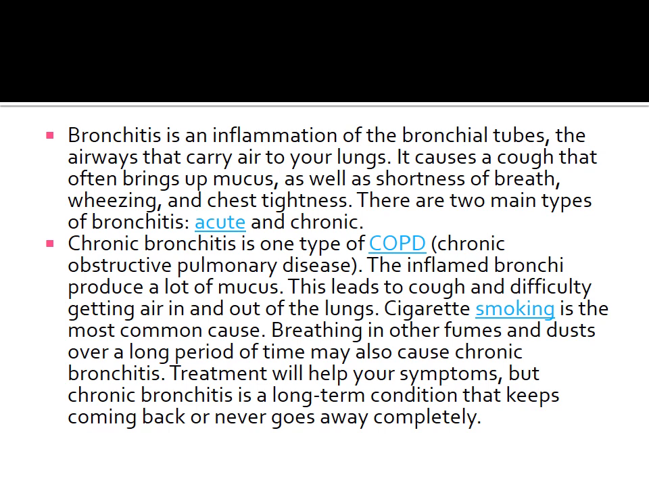The inflamed bronchi produce a lot of mucus. This leads to cough and difficulty getting air in and out of the lungs. Cigarette smoking is the most common cause. Breathing in other fumes and dust over a long period of time may also cause chronic bronchitis. Treatment will help your symptoms, but chronic bronchitis is a long-term condition that keeps coming back or never goes away completely.